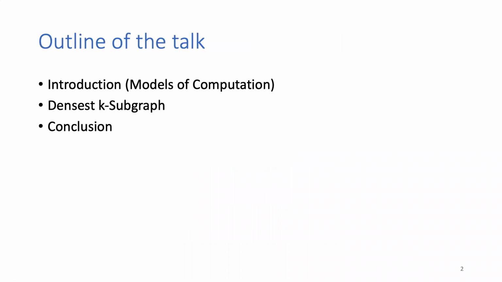So my talk is divided roughly into three parts. The first part is the introduction. The second part is the main crux, where I'll discuss the densest k-Subgraph problem and our results and so on. And the third part is the conclusion. So introduction. In this section, I'll discuss the different models of computation, the different models which we consider in our paper.